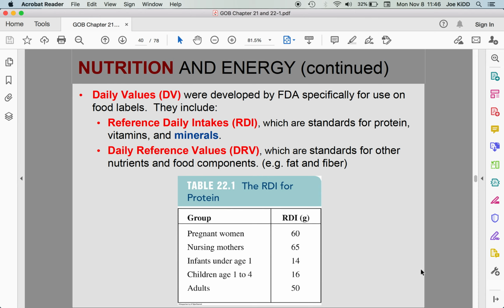Now remember that your textbook was written a couple years ago, so things do change slightly each year in terms of what the FDA specifically wants to see there. But we do have something called a reference daily intake, which would be an idea of how much, for different types of people, whether you are pregnant, nursing, a very small child, a toddler, or an adult, of each component you would need. So the example we give here is with protein.